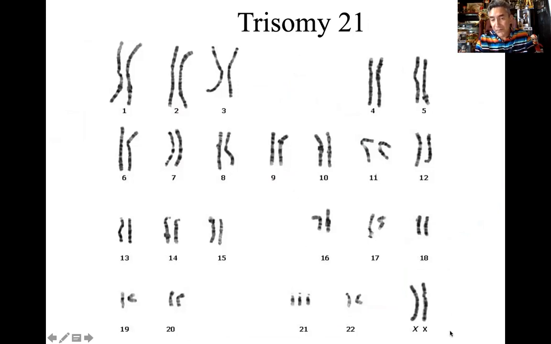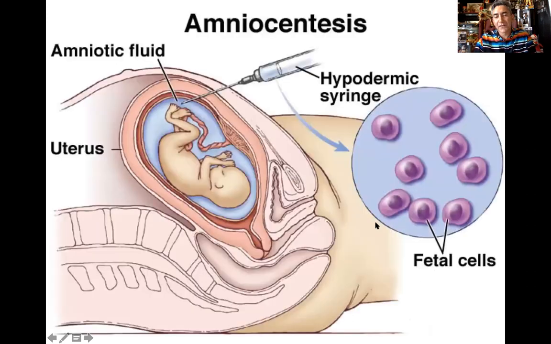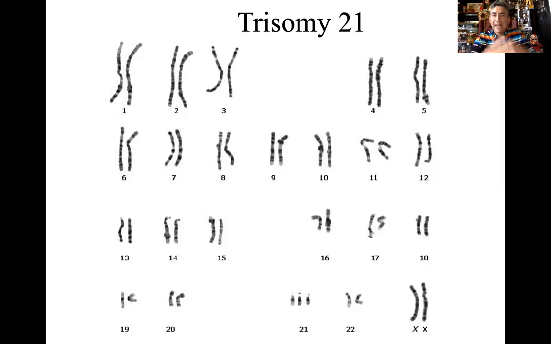It's a girl, a female. We have our 2 X's. But we know we have an extra autosome. So this becomes a high-risk pregnancy. The extra autosome is lethal most of the time. So this pregnancy naturally might miscarry. It may not go full term.